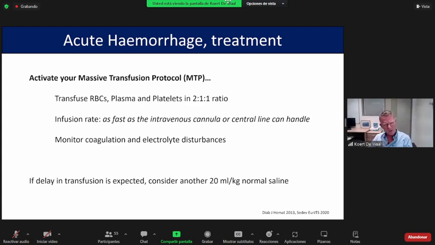If delayed transfusion is expected, which, depending on the logistics and where you work, can be quite a significant amount of time, I will show you in the next slide. Then you could consider another significant bolus of normal saline.